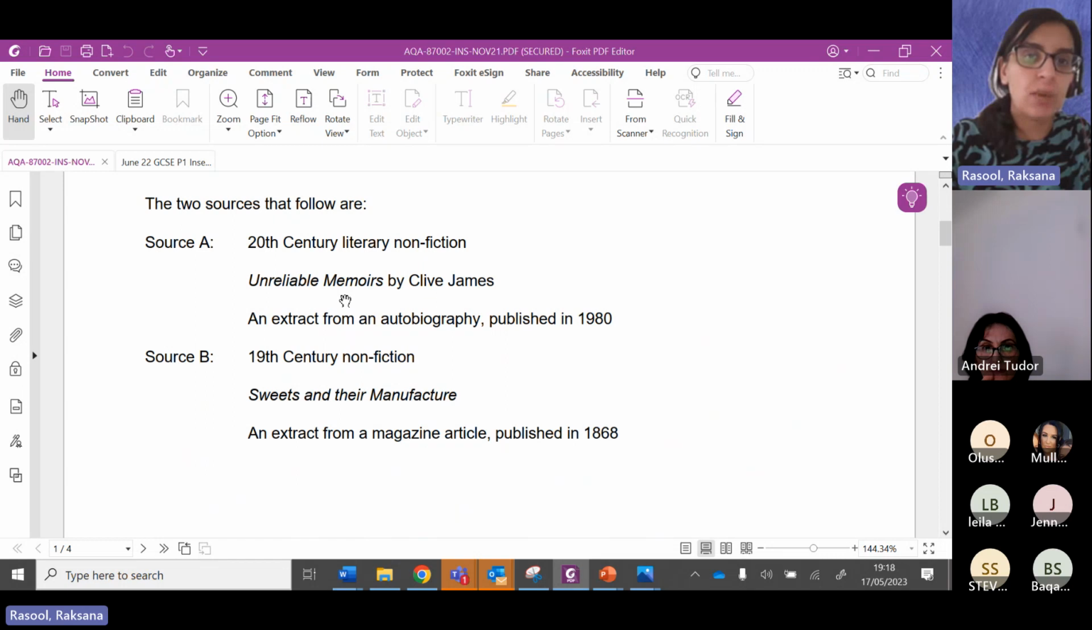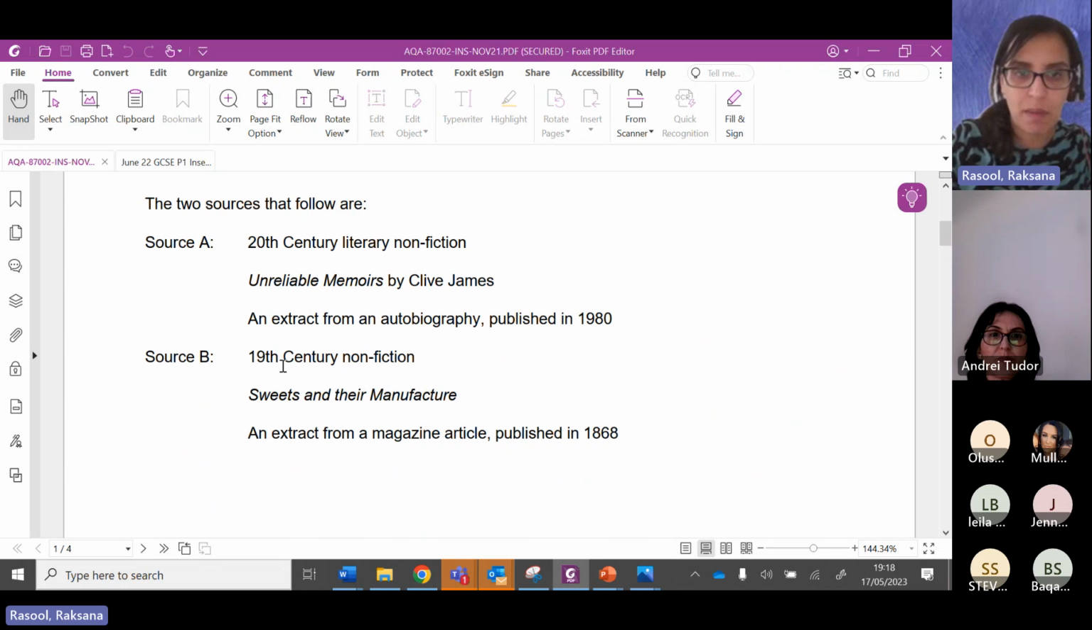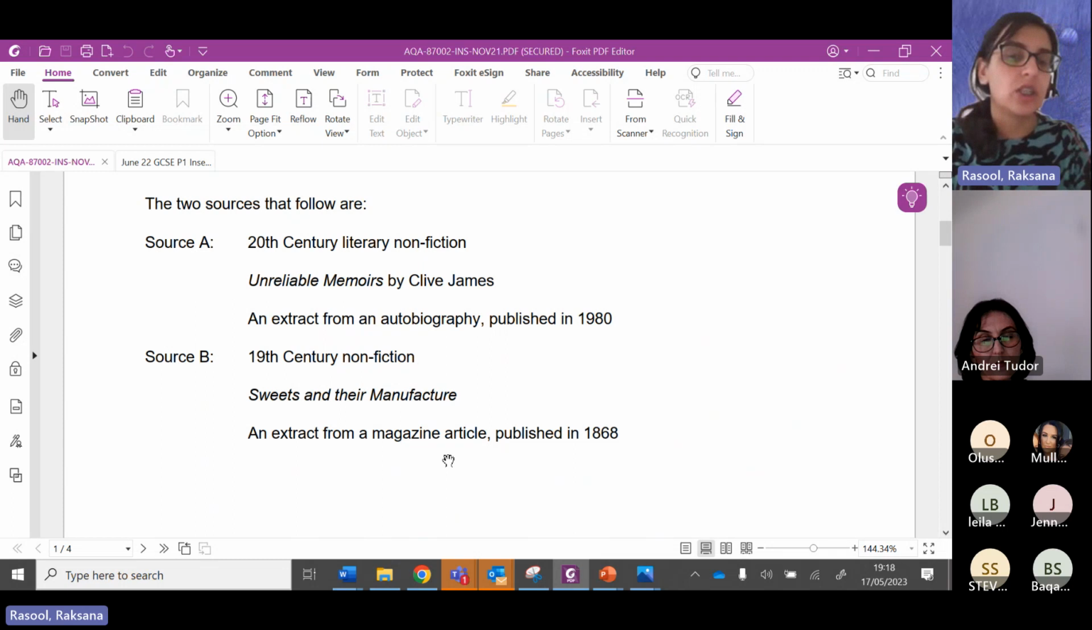So this is called Unreliable Memoirs. It's an extract from an autobiography. Clive James has written about his life, his childhood, and that's what the first extract is. It's a truthful account from his point of view of his childhood. Source B is also, so that's the 20th century, and this is the 19th century. Remember they change in the past. This is an extract from a magazine article. So this is a real piece of writing that comes from an article, and you are going to have to compare an autobiography, which is a personal account, to a magazine article.